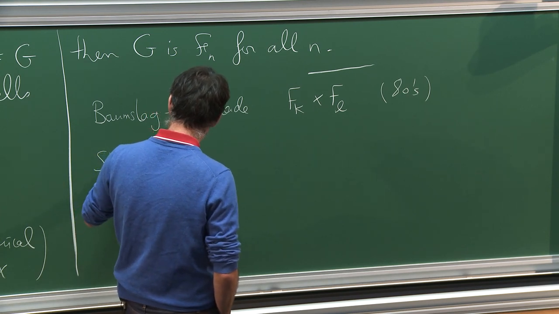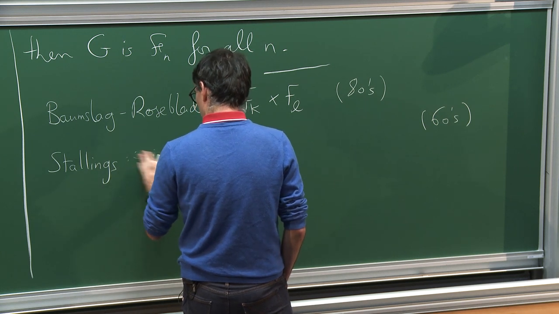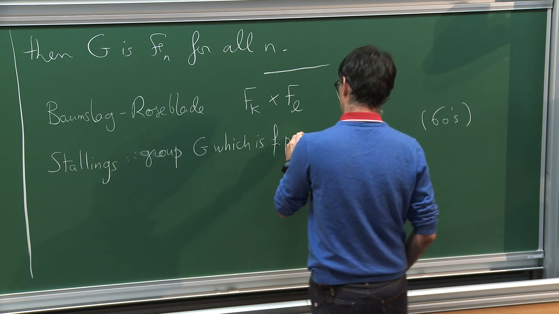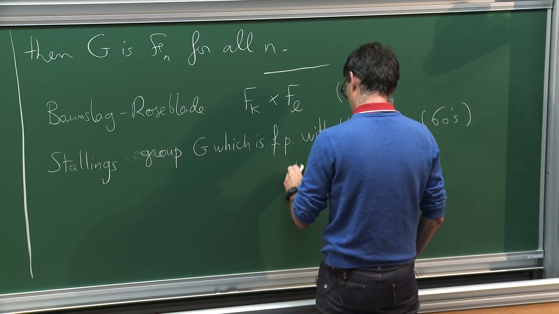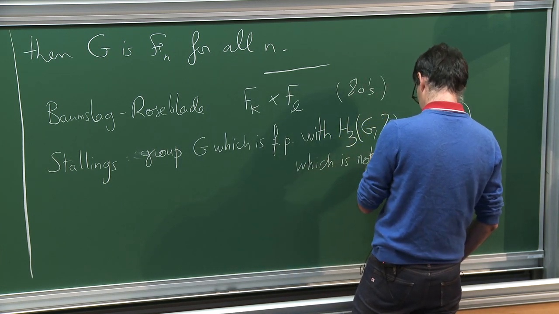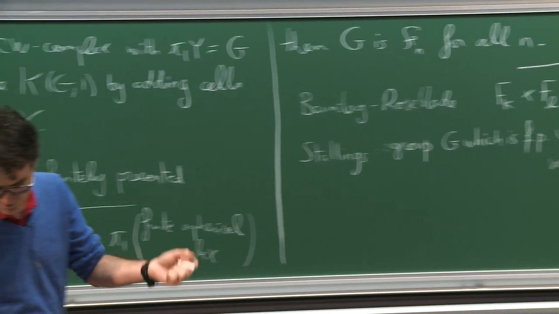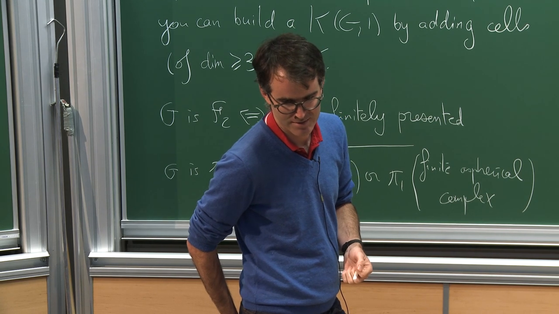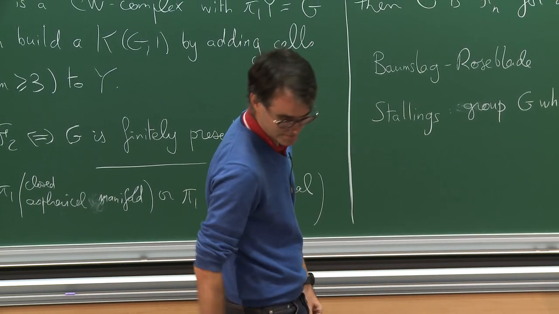So there's a classical example of Stallings. I think it's actually before, it must be in the 60s. It's an example of a group G which is finitely presented and with a three-dimensional homology group which is not finitely generated. Okay, if you have a group G which is of type Fn, so you have a classifying space for G which has a finite n-skeleton, and if you compute the homology of the group G, so it's the homology of the CW complex, up to dimension n it will be finitely generated because the CW complex has finitely many cells in all dimensions up to n. So if you have a homology group in a certain dimension which is not finitely generated, it means that you cannot be Fn for this value of n.